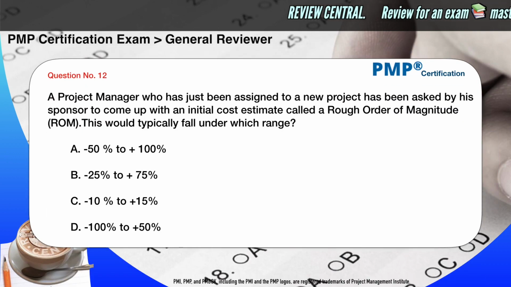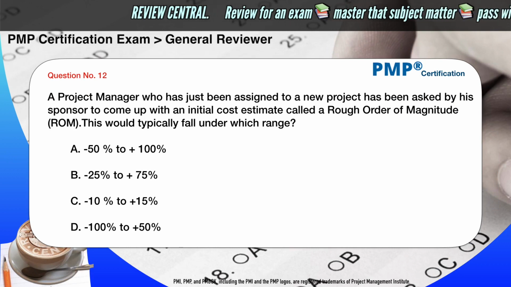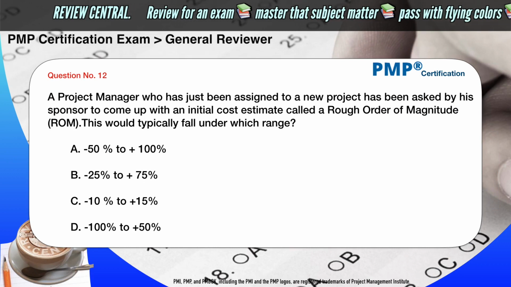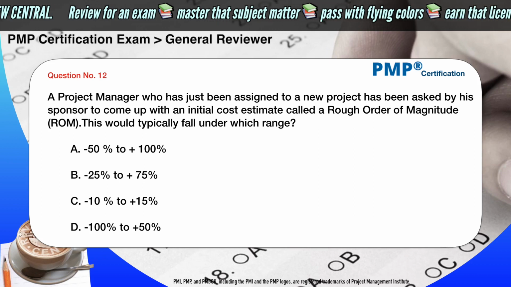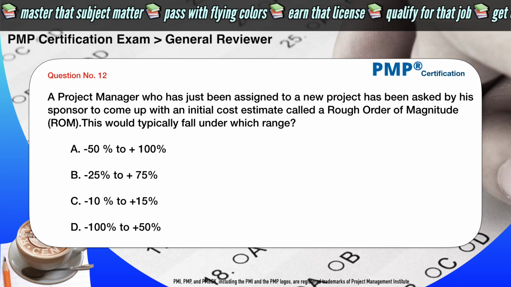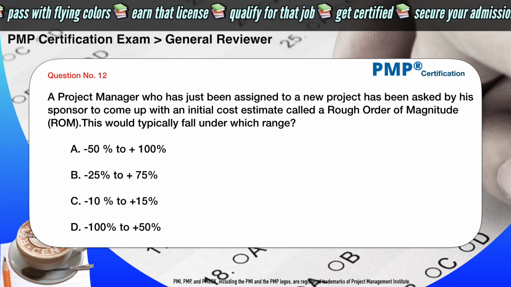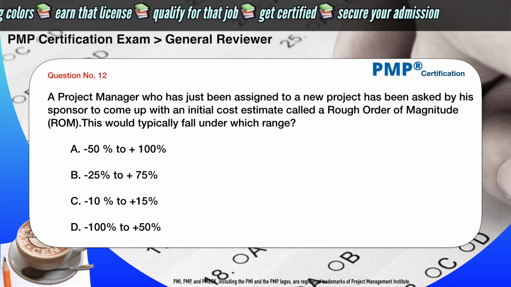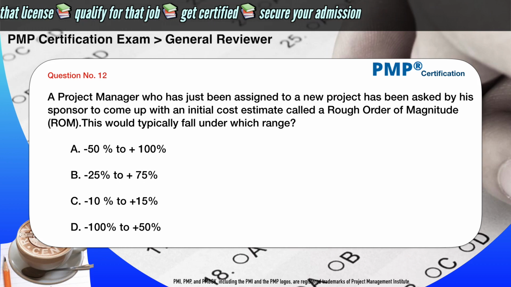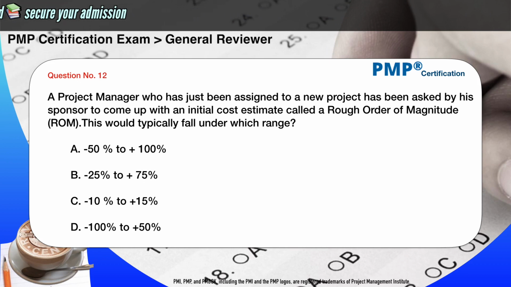A project manager who has just been assigned to a new project has been asked by his sponsor to come up with an initial cost estimate called a rough order of magnitude, or ROM. This would typically fall under which range? A. -50% to +100%. B. -25% to +75%. C. -10% to +15%. D. -100% to +50%.